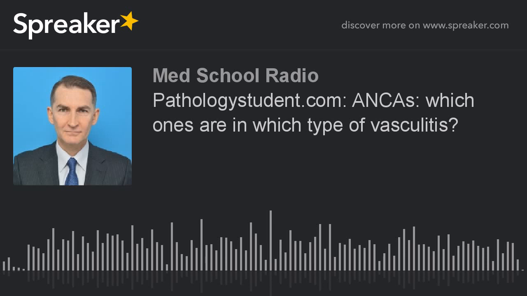You'll still hear them referred to this way, but more and more they will be referred to based on the target antigens themselves. So the first one, anti-proteinase 3 antibodies, PR3 ANCAs. These are the same as C ANCAs. And next, anti-myeloperoxidase antibodies, or MPO ANCAs. These are the same as P ANCAs. Personally, I like the C ANCA, P ANCA better, but nobody knows, nobody asked me about these things.